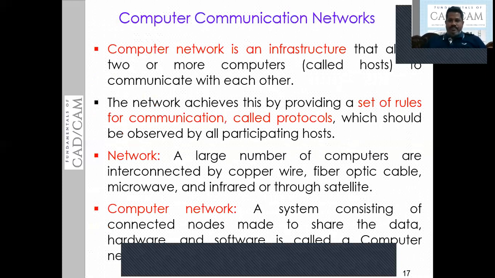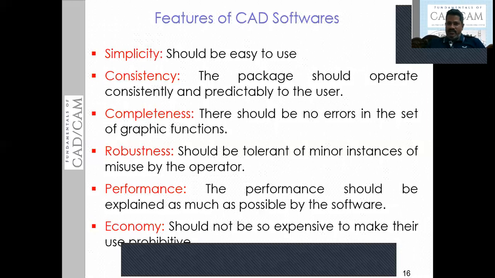Let me go back once again. These are the features: simplicity, consistency, completeness. It must be robust enough to go back and rectify the errors. It must have very good performance with respect to execution time, appearance, and all the factors. Then it must be economical to purchase, not beyond an affordable price. It must be simple enough to understand and give us consistent results. These are all the features of CAD software.